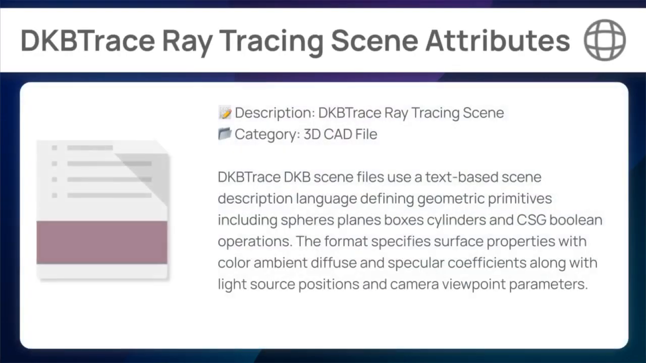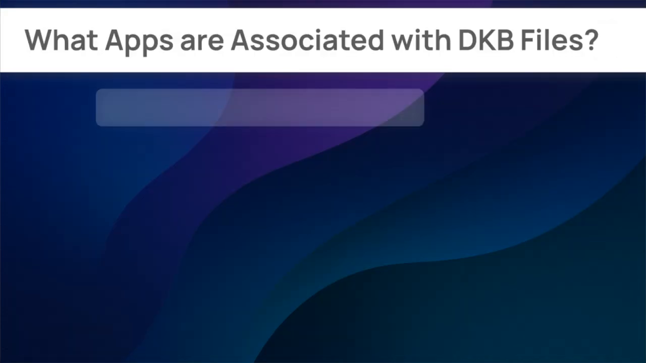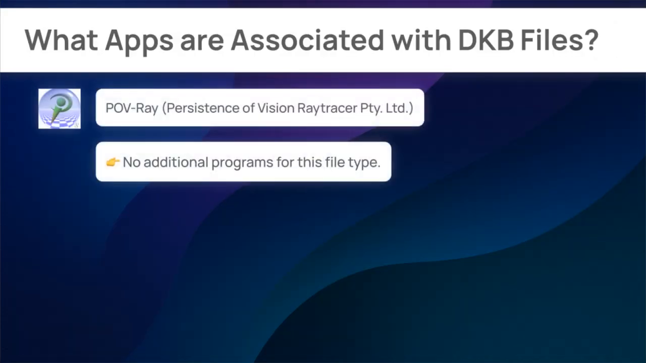DKB scene files use a text-based scene description language defining geometric primitives including spheres, planes, boxes, cylinders, and CSG boolean operations. The format specifies surface properties with color, ambient, diffuse, and specular coefficients, along with light source positions and camera viewpoint parameters. For reliable opening, POV-Ray, the Persistence of Vision Ray Tracer, offers the best solution for DKB.